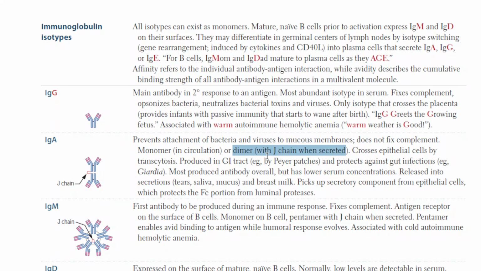secreted, most of the time in the mucosa, it becomes a dimer with the J chain. It crosses epithelial cells or membranes by transcytosis. It is produced in the GI tract, for example by the Peyer patches. It protects against GI infections, for example, Giardia.